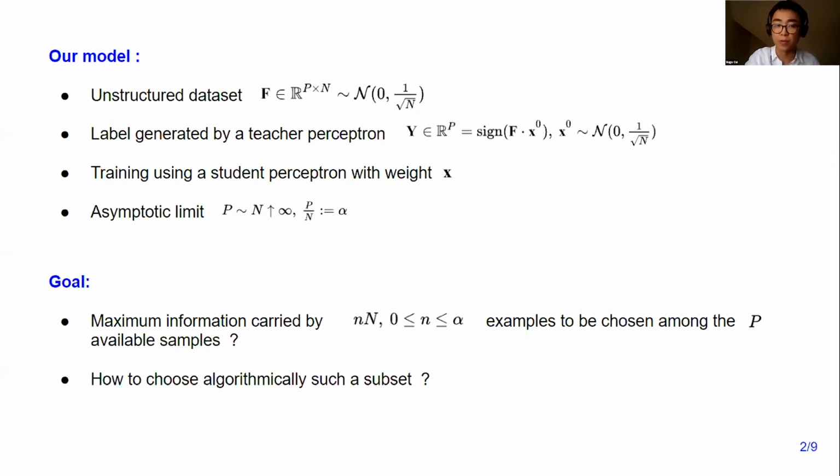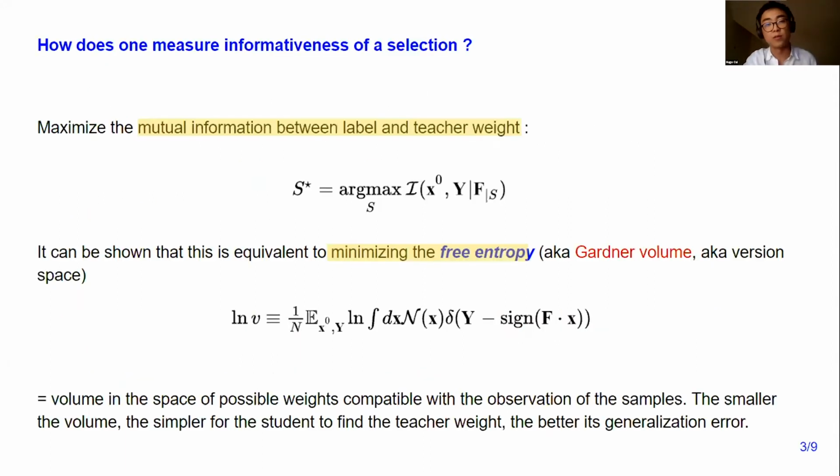So everything I've been telling you up to this point is true in the limit where p, the number of samples, goes to infinity while being proportional to the input dimension n. And so the goal of the study is basically twofold, if you want. The first one is to quantify just how much information you can preserve by only using a small fraction m of your data set. And then once you have that information theoretic upper bound, if you want, for the information you can preserve, can you actually design an algorithm that will approach this optimal amount of information?